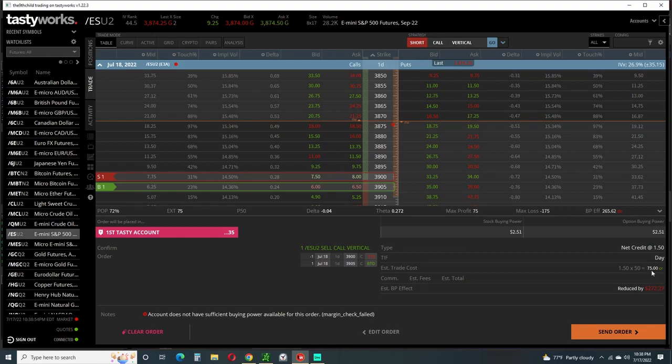But at the expiration of this trade, you have the potential of receiving a credit for $75. So you would hit confirm and send. So let's talk through this a little bit. The specific credit that you would receive would be as if the price never got up to 3,700.